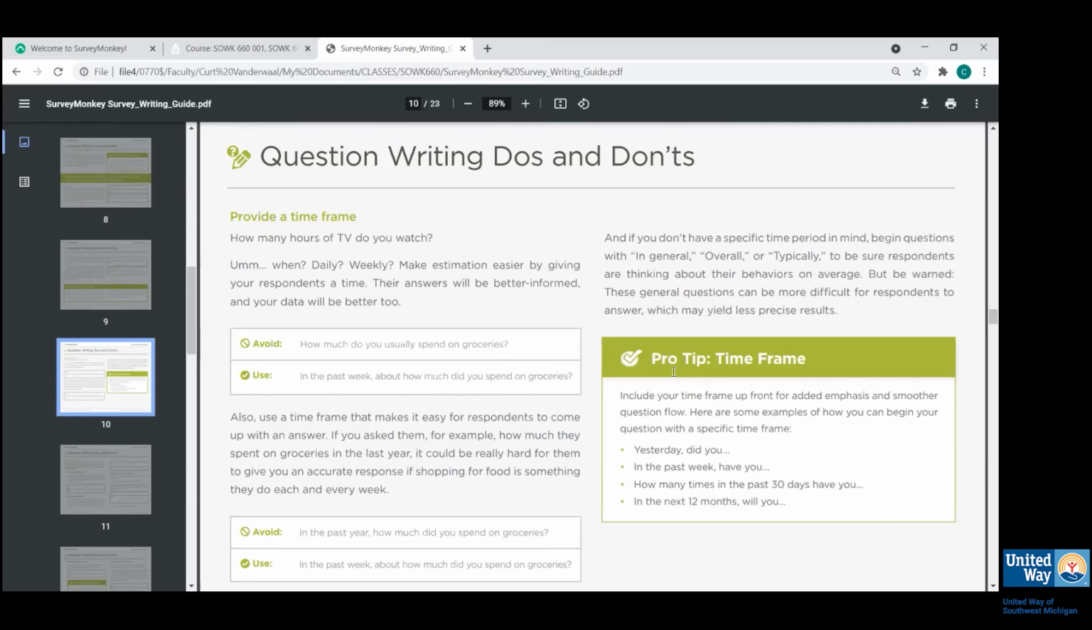So this pro tip here, I think, is a really useful one. Include your time frame up front for added emphasis. Yesterday, did you? In the past week, have you? How many times in the past 30 days have you? In the next 12 months, how often will you do such and such?